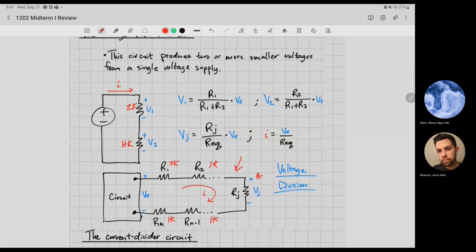Just leave the resistor you want the voltage across. You leave that one, and you combine the rest. Yes, because, and let's just do an example real quick and I'll show you what I'm talking about. But yeah, you're right.